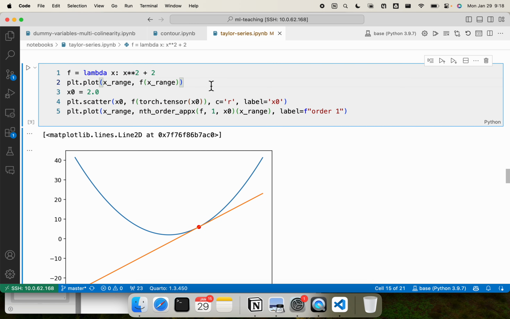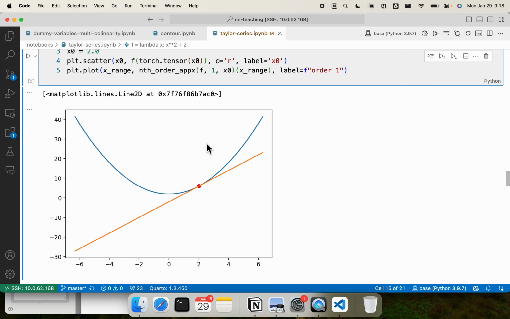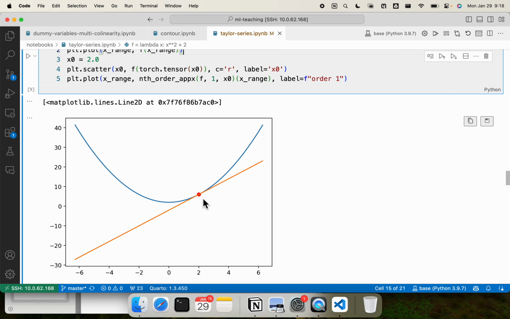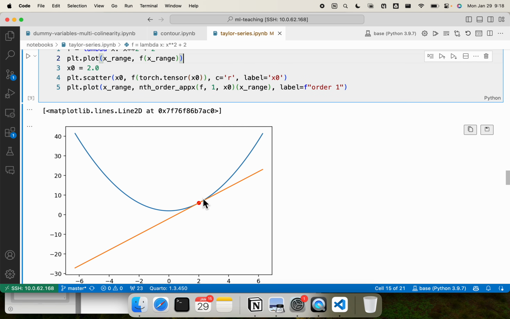So this is the function x square plus 2. At x not equal to 2, we want to see the approximation, and I have plotted the first order approximation, which is a line. Again, I wanted to specifically show the locality perspective of the approximation. This looks like a horrible approximation, right? If you look at the entire picture.